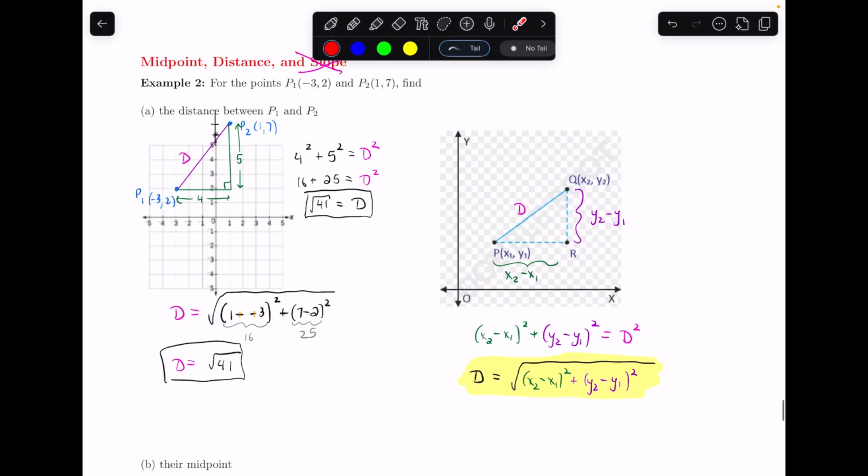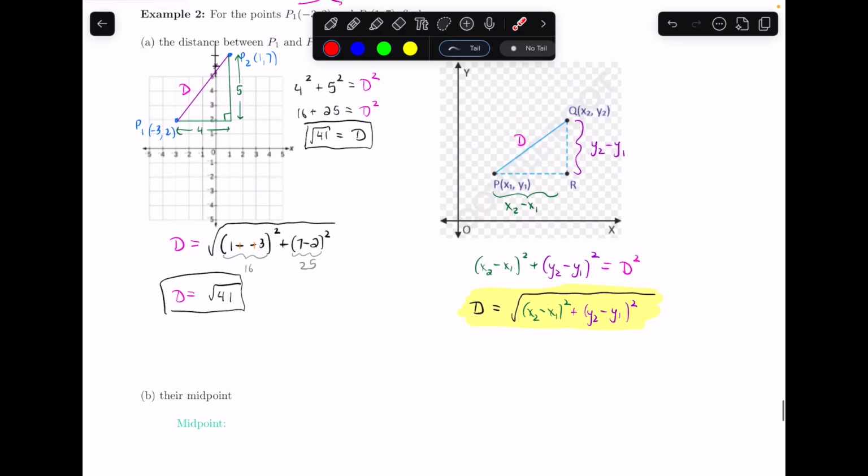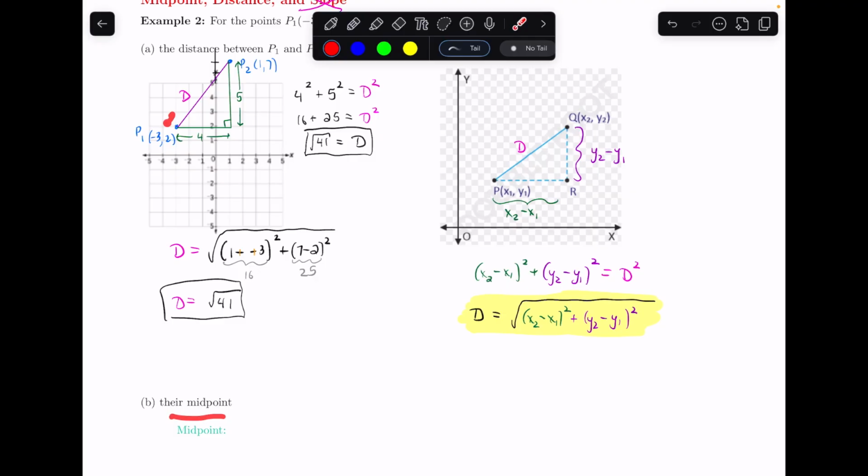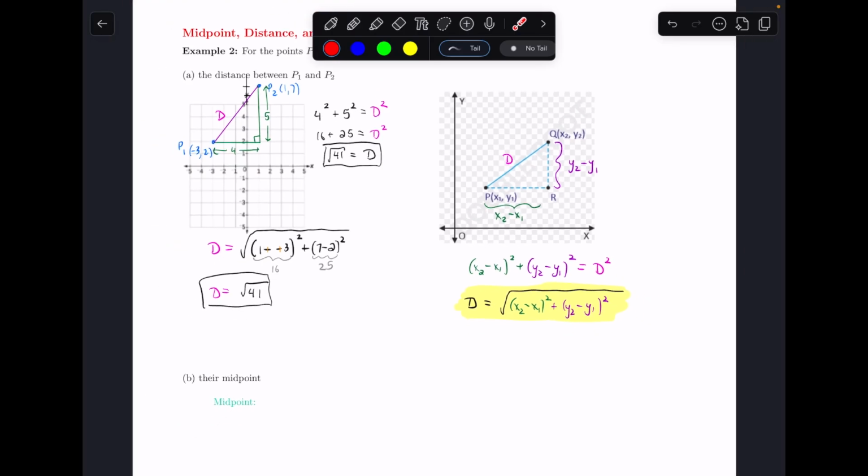Okay, so now let's shift gears. Let's do another example. What if I want to find the midpoint of these 2 points? So the point that's exactly halfway between these two. So the midpoint might be, I don't know, somewhere here, halfway between these two. Well, there's a formula for that.